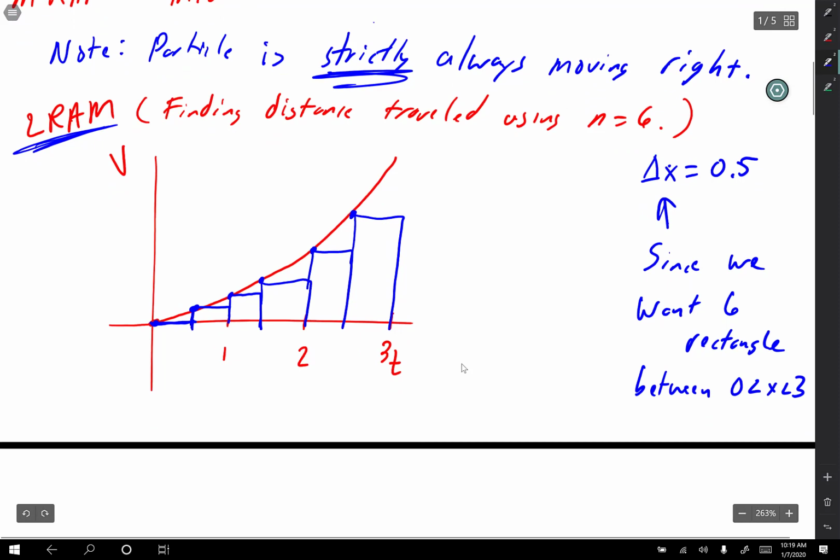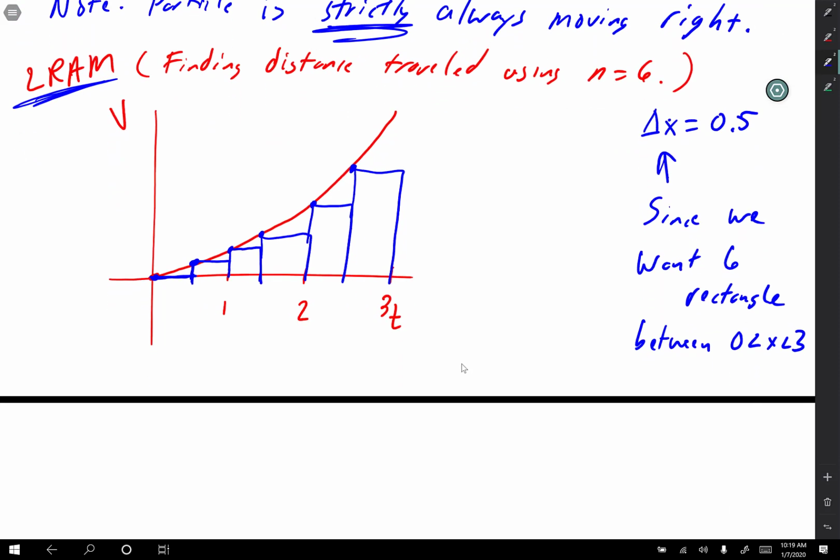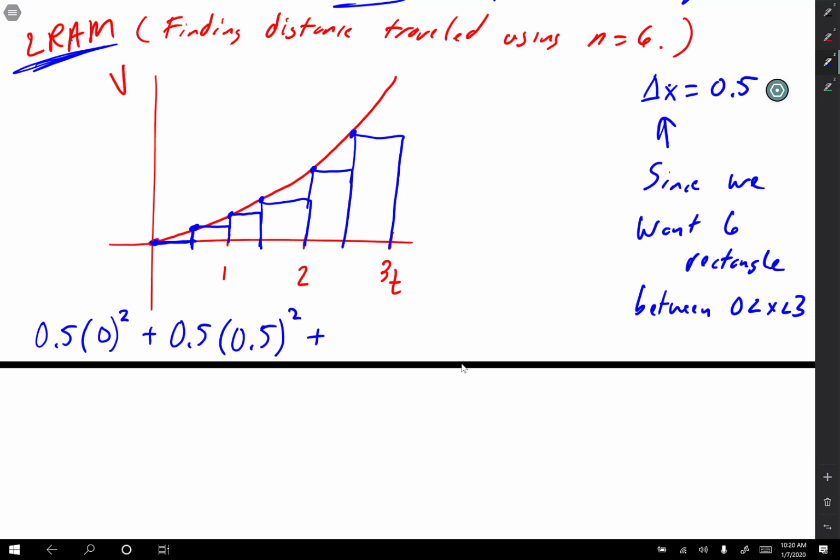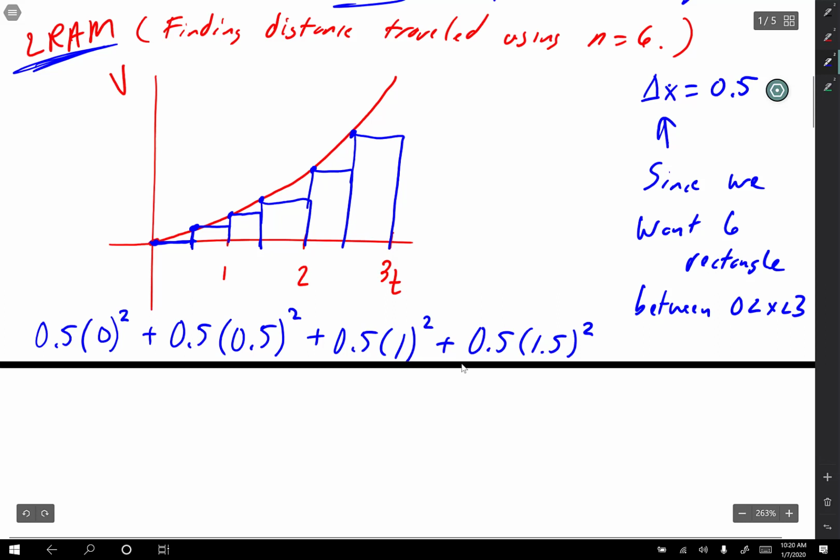How do I figure out the area of a rectangle? I just do what times what? Yeah, length times width, width times height. So here we go, guys. Look, first rectangle, 0.5. And then that coordinate, the y value is 0. 0 squared is 0. Plus 0.5. And then I'm at 0.5, so 0.5 squared. Does everyone know where I got that 0.5, that's squared? The next one is 0.5 times 1 squared. 0.5 times 1.5 squared.